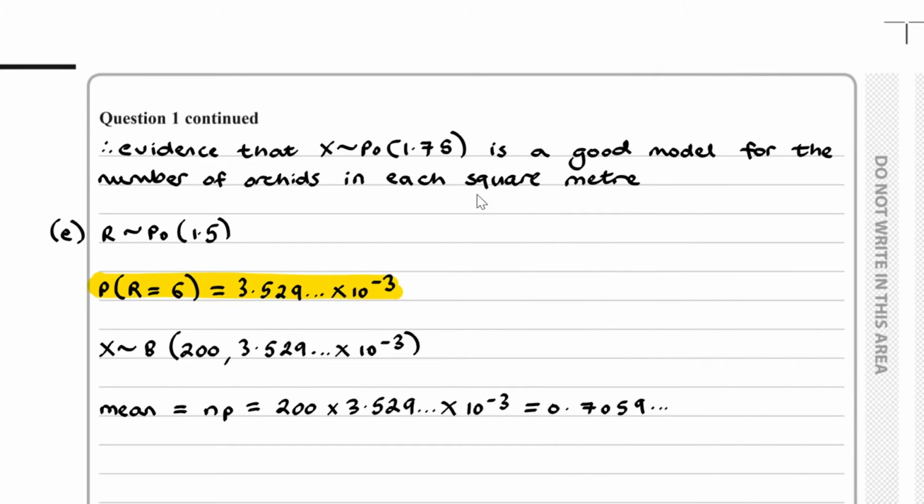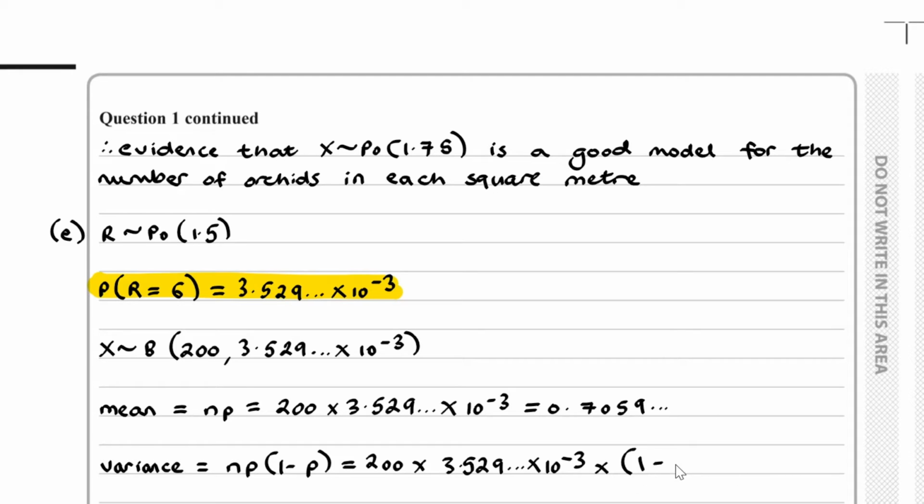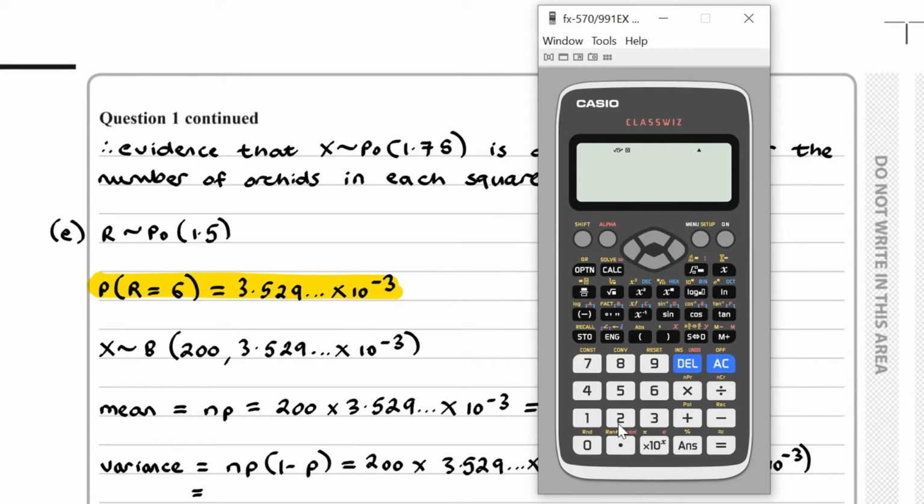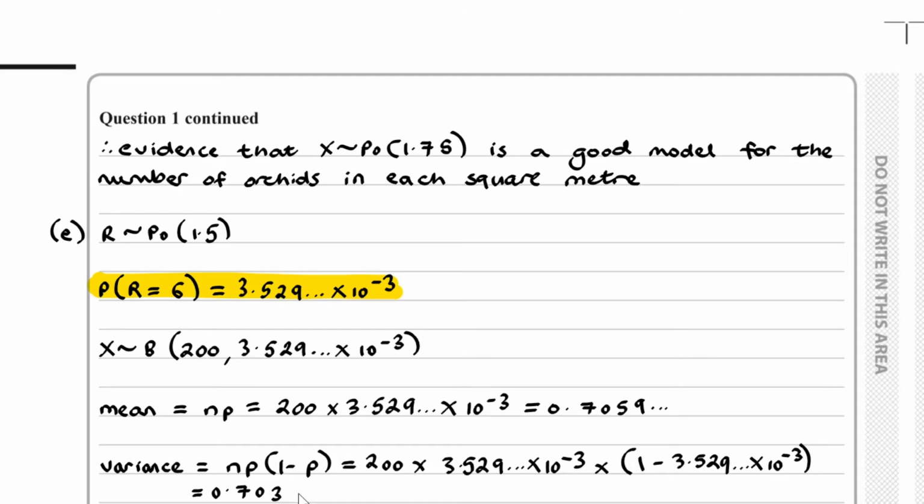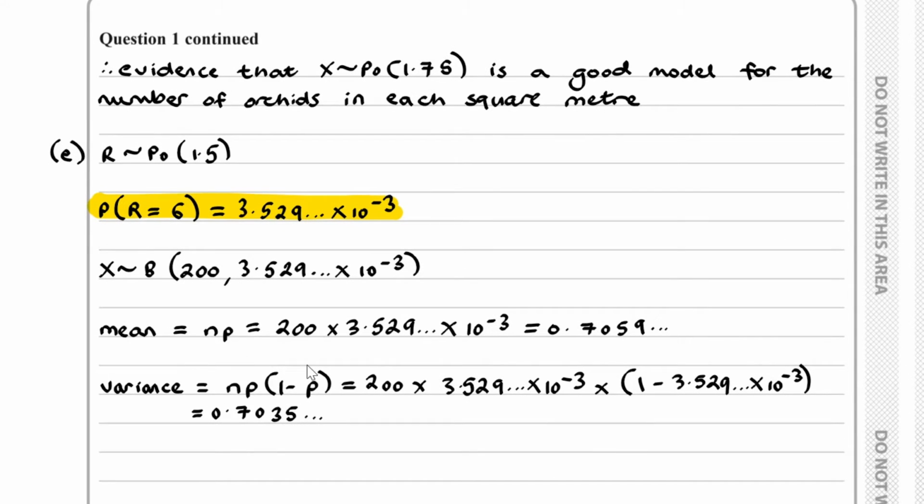So we can now find out the variance. The variance is equal to NP lots of 1 minus P. So we have 200 times by 3.529 etc. times 10 to the minus 3 times by 1 minus 3.529 etc. times 10 to the minus 3. And working out the variance, we have 200 times by A times by 1 minus A, which is 0.7035 etc.